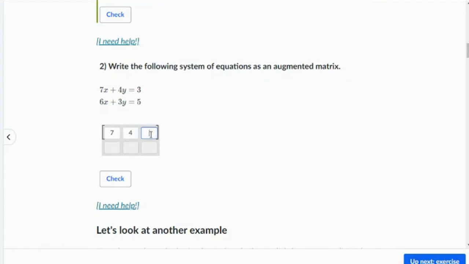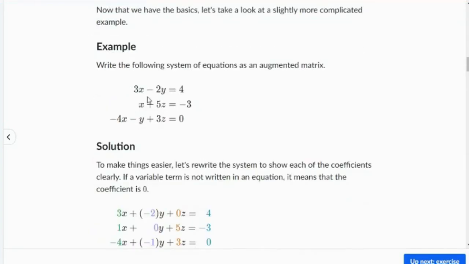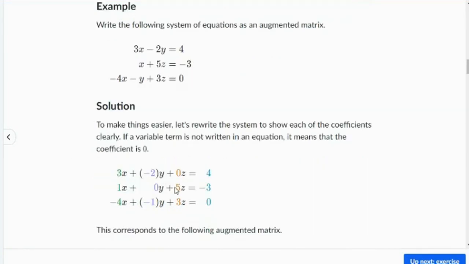4, 3. Now pay attention. If this is a minus 3y, I would use a minus 3 in the matrix. These are all positive numbers, so they took it easy on us. Check. My check disappeared. There it is. Right, so there it has 3. This you have to pay attention to. And they've already put the answer for you.